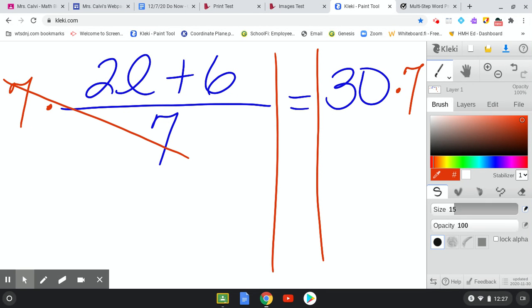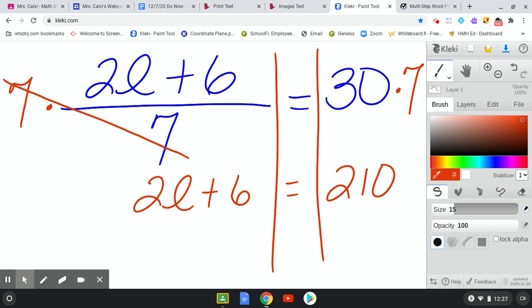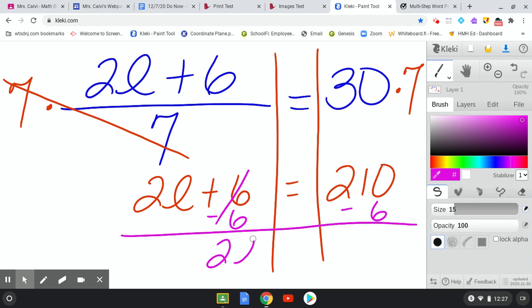These will cancel. I'm left with 2L plus 6 is equal to, if I do 30 times 7, that would give me 210. That's mental math. So now I'm down to a 2-step problem. I'm going to subtract 6 on both sides. I'm left with 2L is equal to 210 minus 6, which gives me 204.